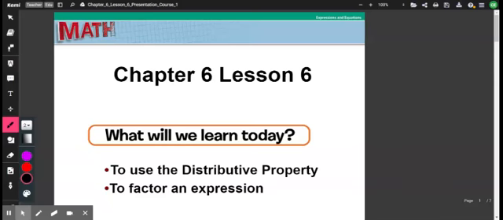Hey guys, and today we are on chapter 6, lesson 6. After this lesson, we have one more lesson and then we are done with chapter 6. So today we're going to be learning about how to use the distributive property and to factor an expression.